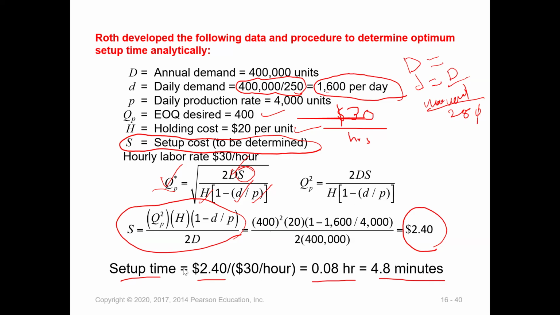So the idea here, we calculate the setup time from the given information. In chapter 12, we used to calculate EOQ, the desired order quantity. Usually, we should be given the annual demand. We calculate the daily demand by dividing the annual demand by 250. Let me ask one question. Where did this 250 come from?